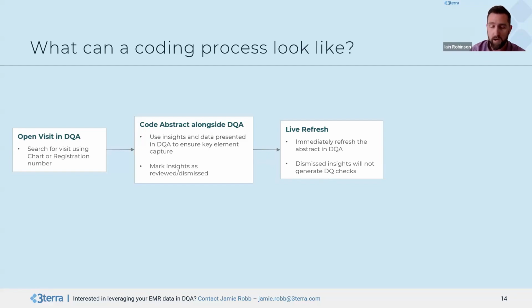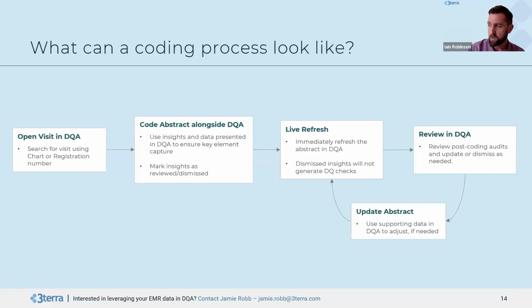post-coding data quality checks. Again, those dismissed insights, that piece of information, will not generate DQ checks, so you've already done that work and eliminated that. And then you can review those records, make any updates, and loop as you need to. Live refresh it again to make sure that something's been resolved and reflected. We're trying to upstream data quality, move that data quality to the time of coding through this process. And you're eliminating and reducing the amount of retrospective review that needs to happen.